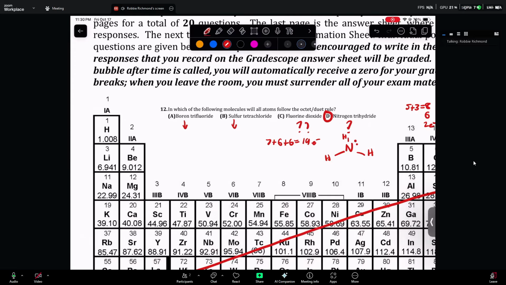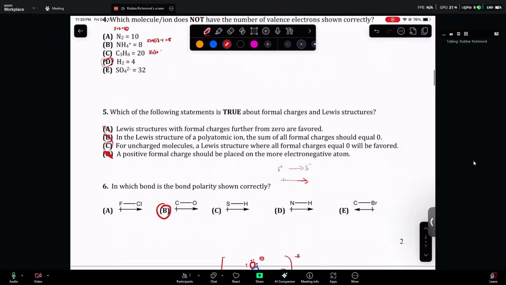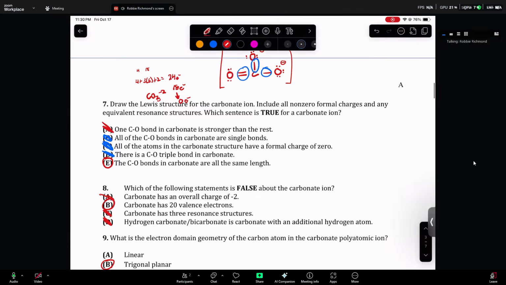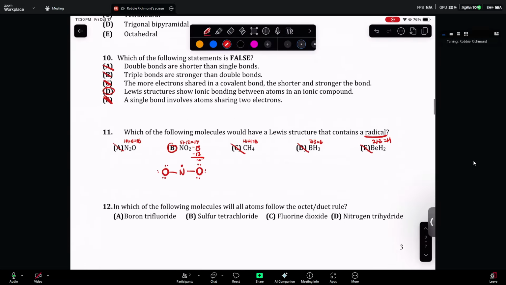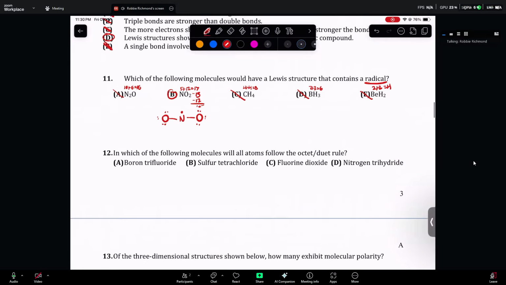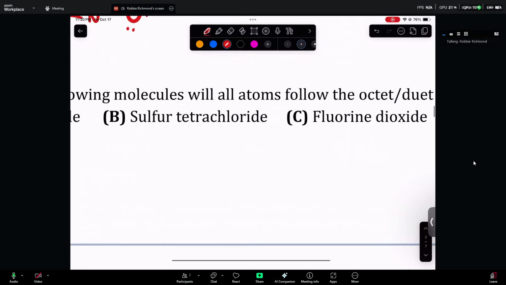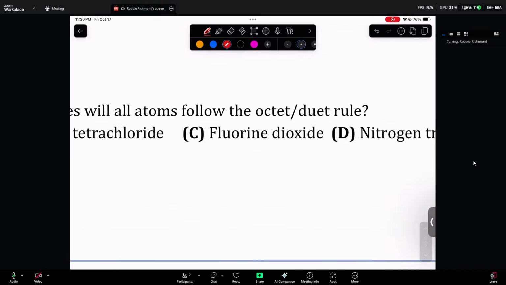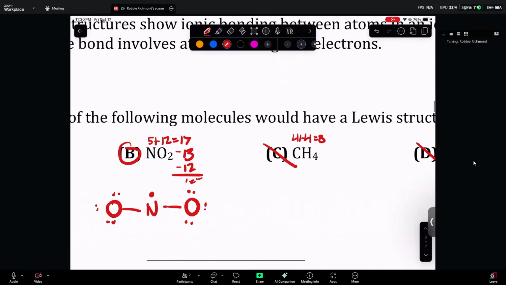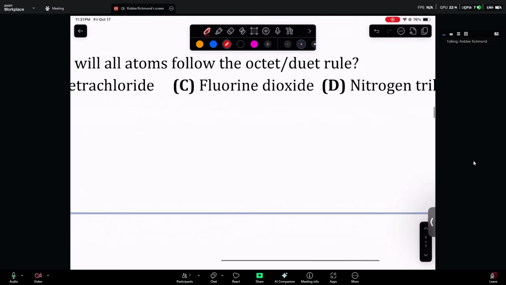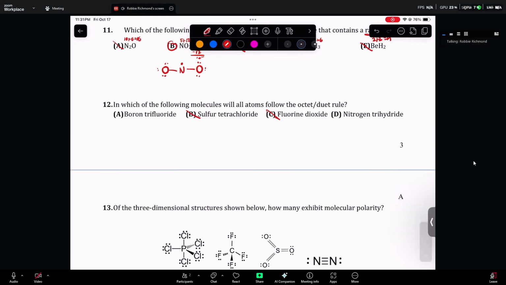By definition, what we just stated in the last question, how we figured out that NO2 was a radical, was because it had an uneven amount of valence electrons. So although in fluorine dioxide the actual atoms would follow the octet rule, since there are not enough valence electrons to fulfill the octet rule, this structure would have a radical. So without a doubt, answer choice D is right.